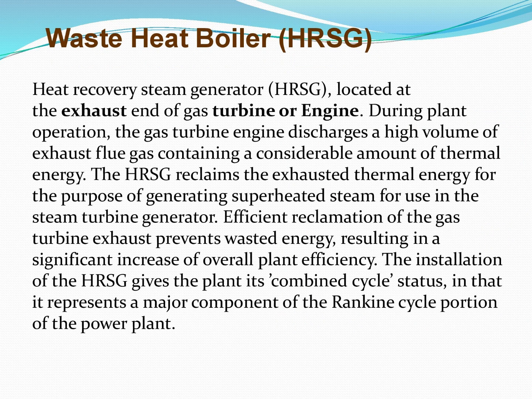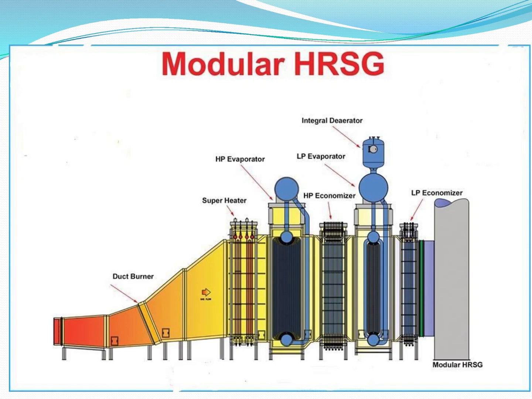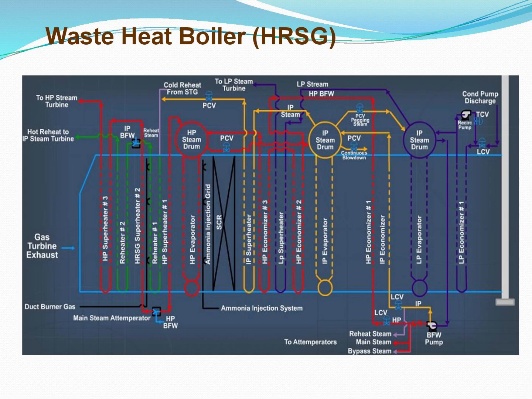Heat recovery steam generator, HRSG, is located at the exhaust end of a gas turbine or engine. During plant operation, the gas turbine engine discharges a high volume of exhaust flue gas containing a considerable amount of thermal energy. The HRSG reclaims the exhausted thermal energy for the purpose of generating superheated steam for use in the steam turbine generator. Efficient reclamation of the gas turbine exhaust prevents wasted energy, resulting in a significant increase of overall plant efficiency. The installation of the HRSG gives the plant its combined cycle status, in that it represents a major component of the Rankine cycle portion of the power plant.